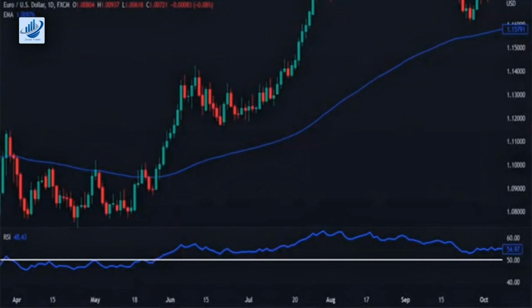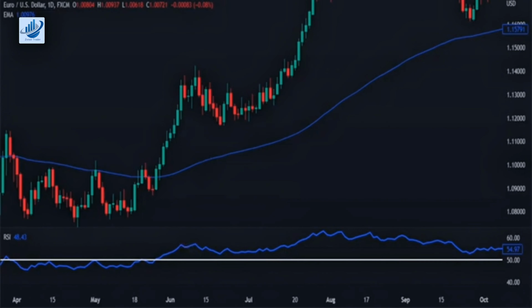Let's check the chart. This strategy best works on 1-day time frame. Now, apply the RSI indicator. We will need the RSI 60. Now add the 99 moving average. Now we are all set. Your chart should look like this.